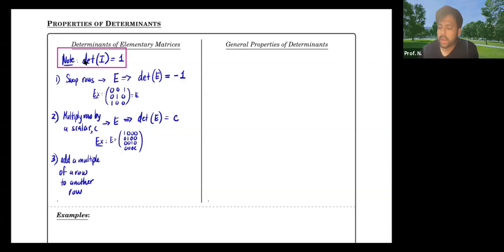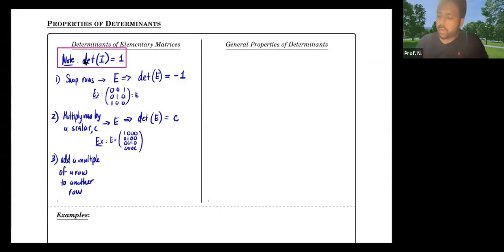So when I have an operation upon a matrix, when I swap the rows, I'm going to multiply by a -1. If I multiply just one single row by a scalar C, then the determinant of that elementary matrix is just that scalar C.